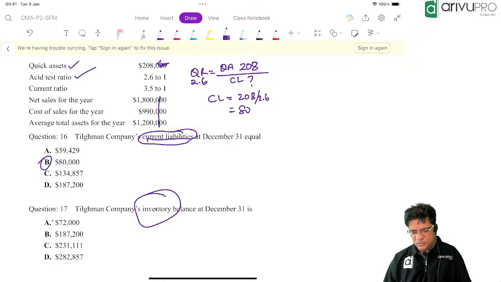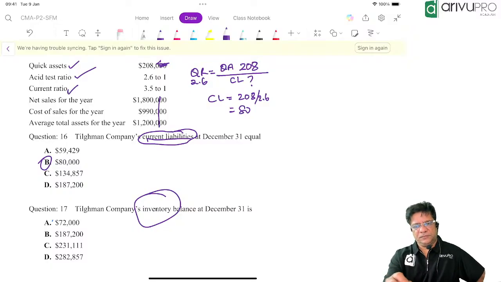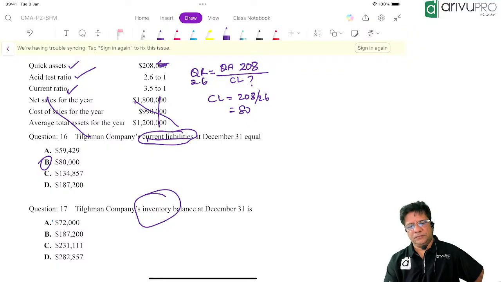So 72,000. 72,000? Very good. How? The current ratio is 3.5, and we have our current assets. Quick assets are the part of our current assets excluding inventory. So I did 3.5 is equal to 208 plus inventory, divided by 80, which is our current liability. And then we solve it.